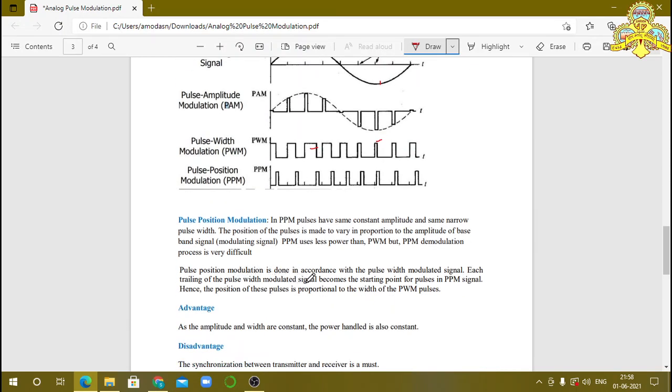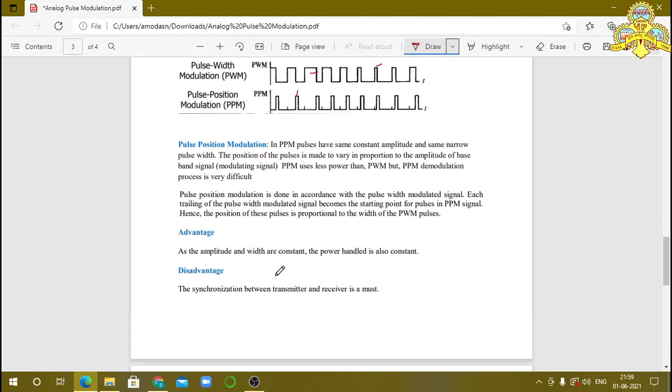Position modulation is done in accordance with the pulse width modulated signal. Each trailing edge of the pulse width modulated signal becomes the starting point of the pulse in the PPM signal. You observe here, this is the trailing edge, it decreases, and this is the starting point of the PPM, and this one is the trailing edge. Here this indicates the PPM starting pulse. When the position of the pulse varies with respect to the amplitude of the modulating signal, it is called pulse position modulation.